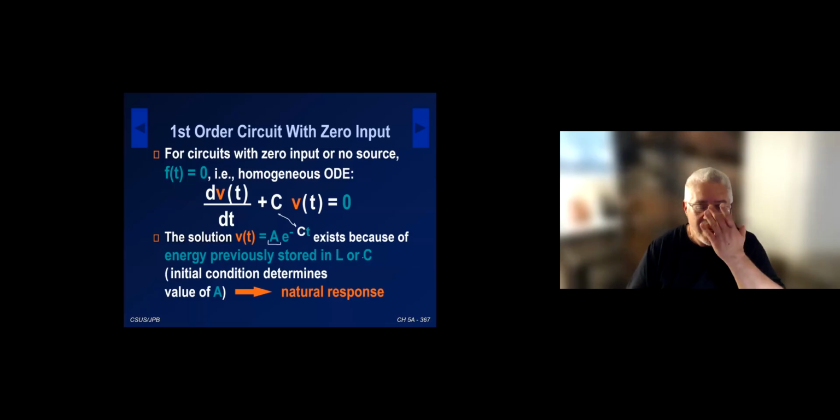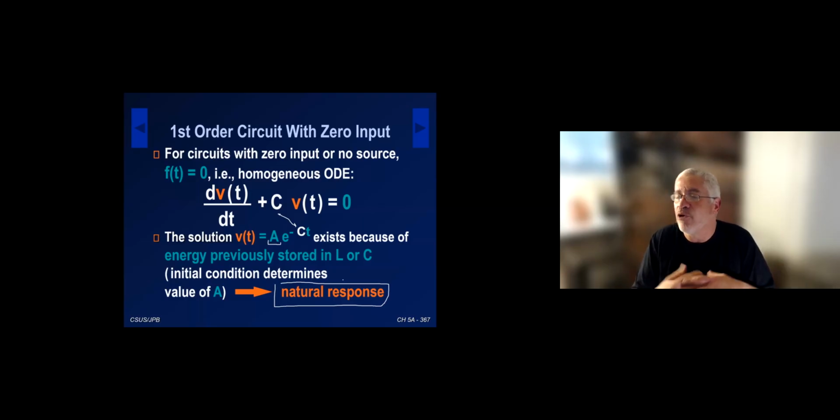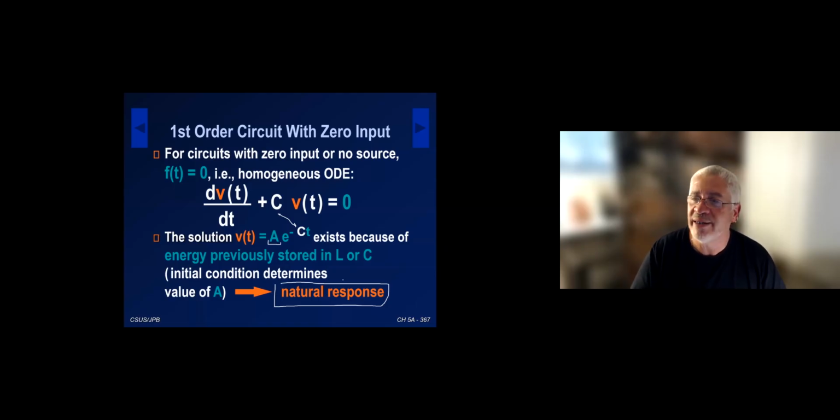So again, we call this response, when the right-hand side is homogeneous, when the right-hand side is 0, the natural response. In your Math 45 or differential equation courses, it is what they call the complementary solution, which is when the right-hand side is 0. That's going to be our natural response in electrical engineering.